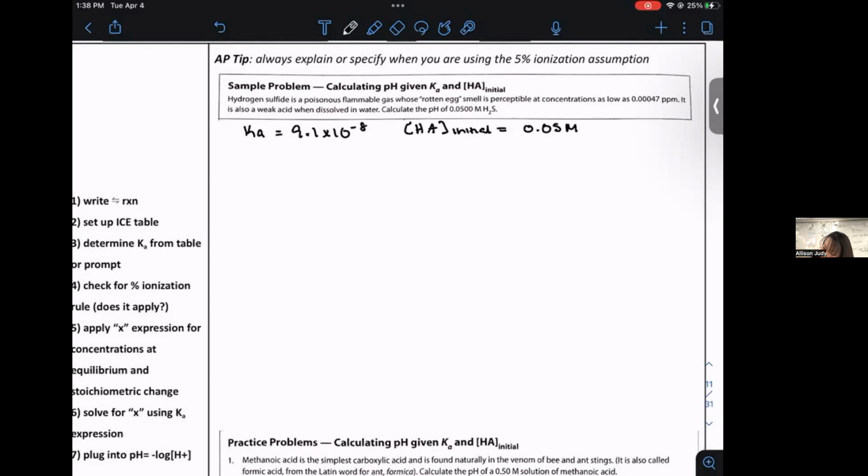So what we see here is we set up our equation. H2S reacts with water because we're not told it's reacting with anything else. We're just told it's in water, right? So this is a hydrolysis reaction, a water-based acid-base reaction where water is one of the chemical species. And it proceeds to make HS minus and H3O plus. So we set up our ice table.